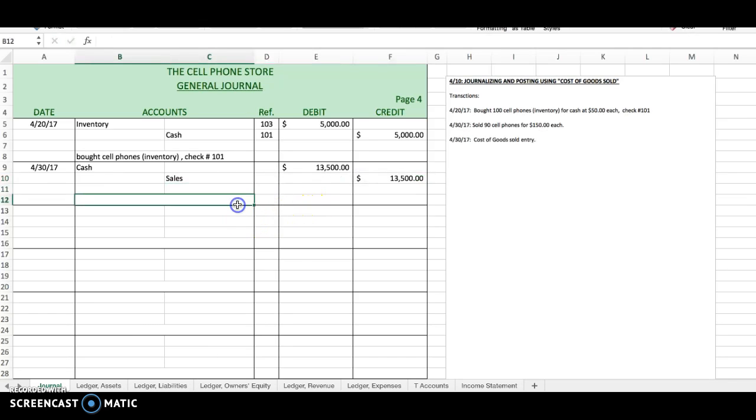So we sold cell phones at $150, whoops, each.